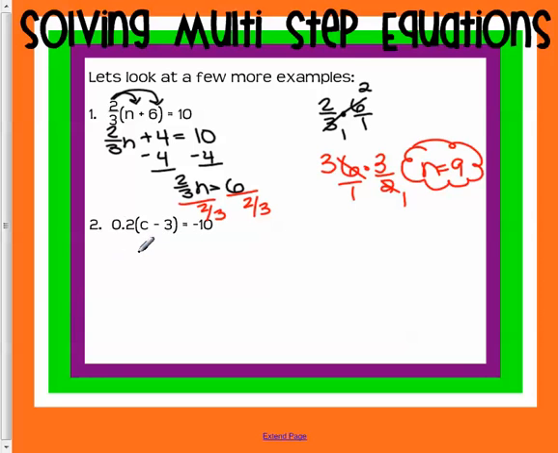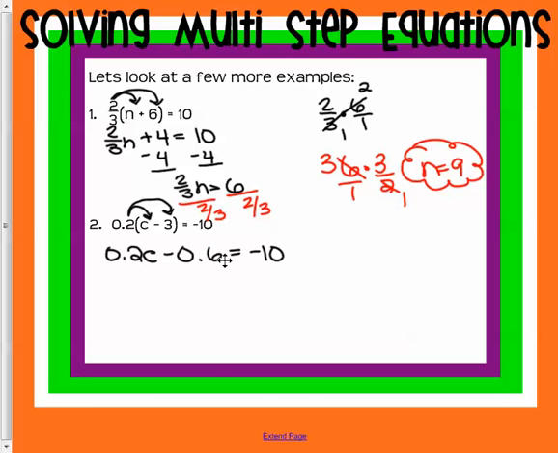Let's try this one. Decimals, again, don't be afraid. Just multiply them. So we've got 2/10 c minus a negative 3 times 2/10 gives you a negative 6/10. And that equals negative 10.